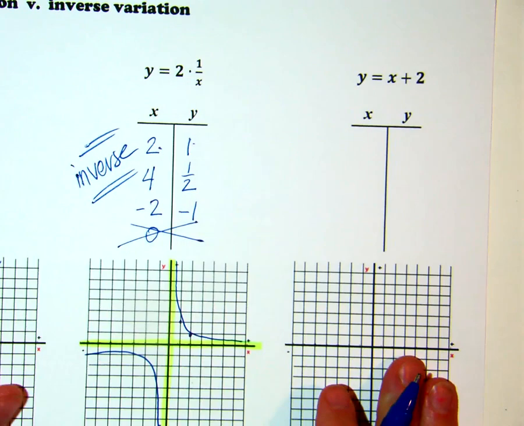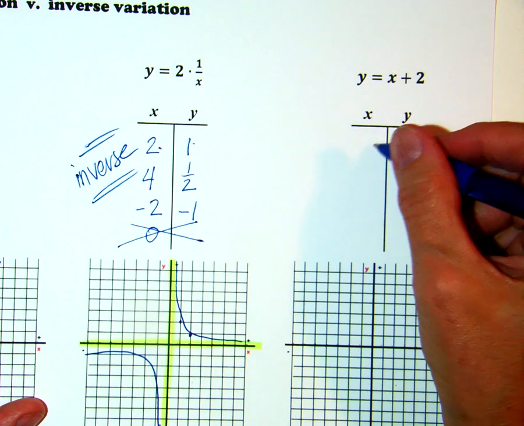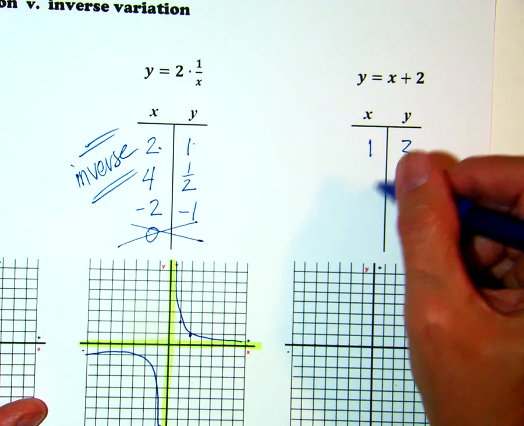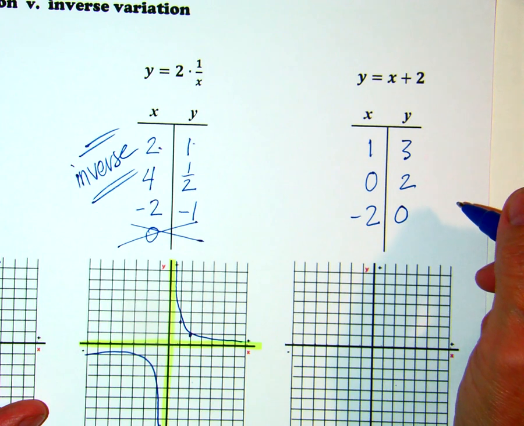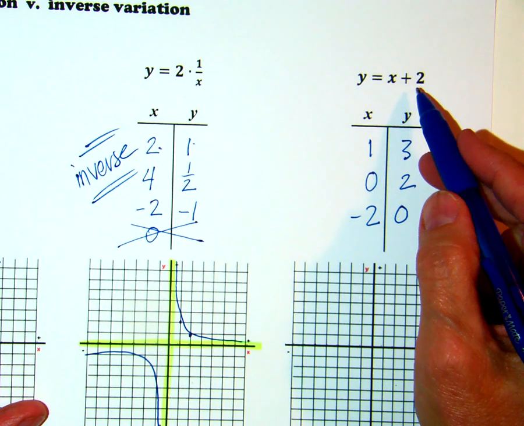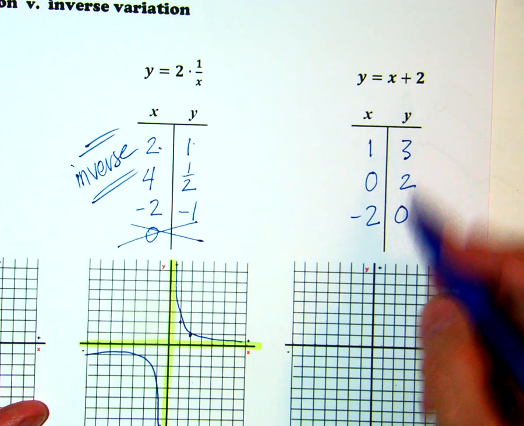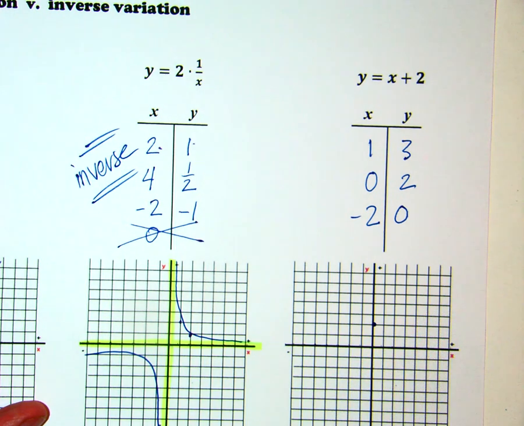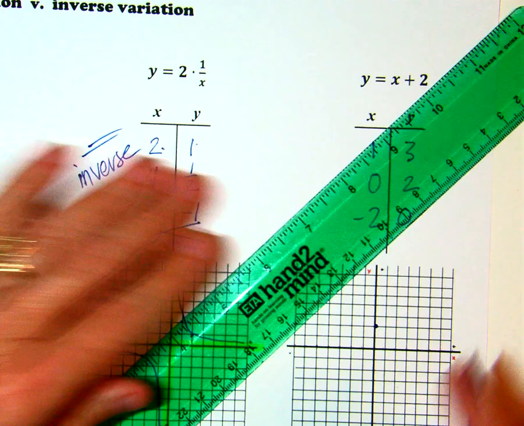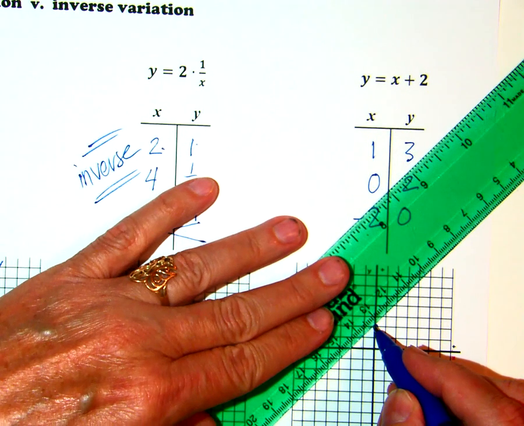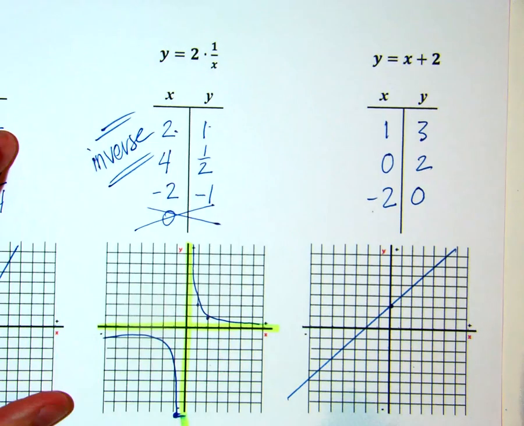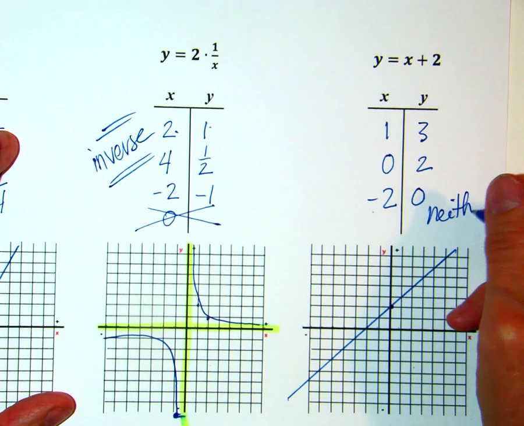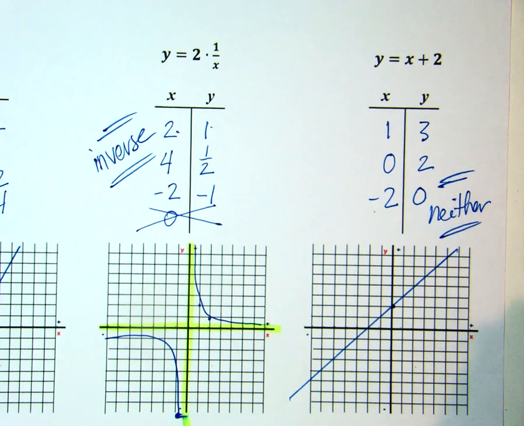Okay, let's see what this one is. If I say x is 1, y is 3; 0, 2; negative 2, 0. Wait. Y equals mx plus b. That's a slope of 1 and an intercept of 2. A slope of 1 and an intercept of 2 is going to look like that, if I can draw the line. That's neither one of these. It is not direct and it is not inverse.